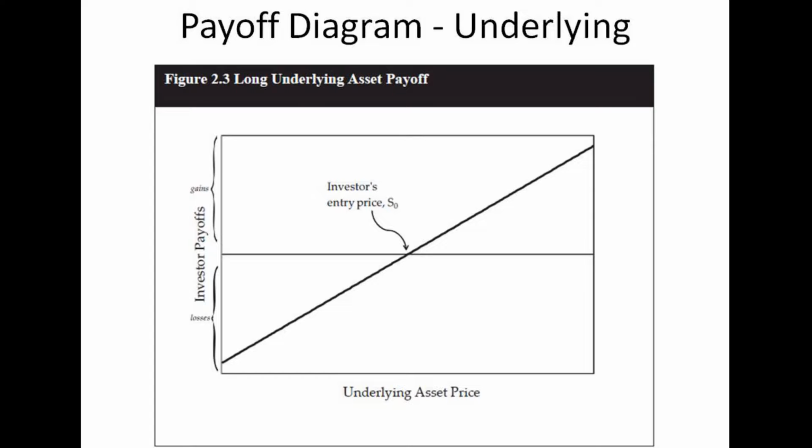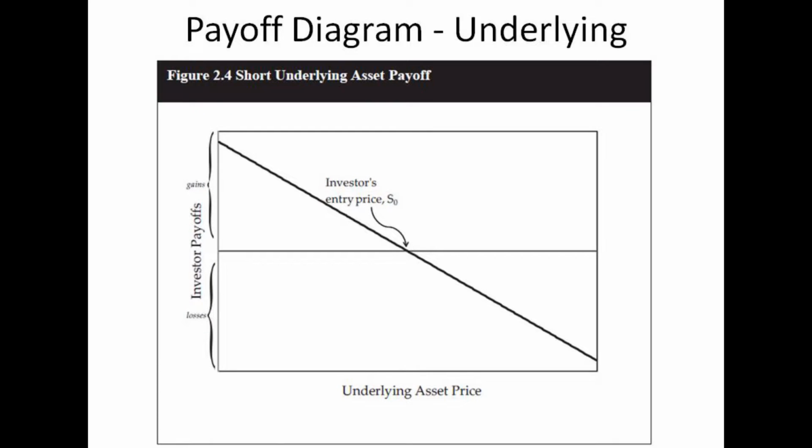The next thing we have is a payoff diagram of being short the underlying. Now, I'll explain a little bit about long and short in a few minutes, and it's also well explained in the book. But the payoff diagram of being short the underlying, as the underlying asset price moves up, you start to see losses. And as the underlying asset price falls, you start to see gains.